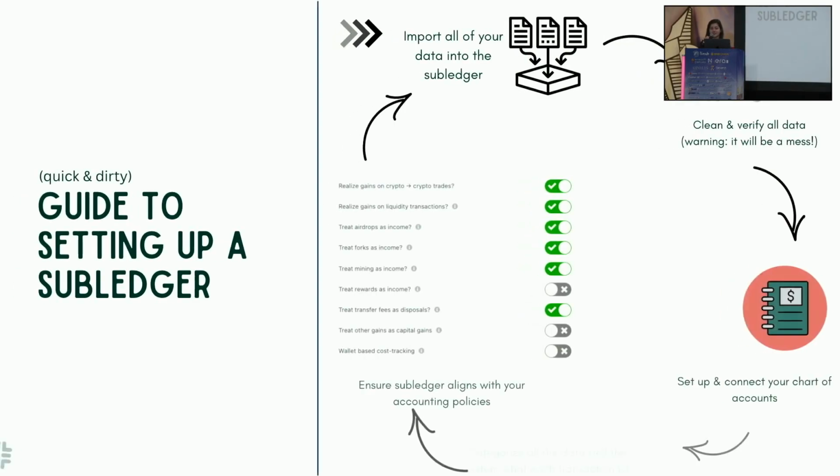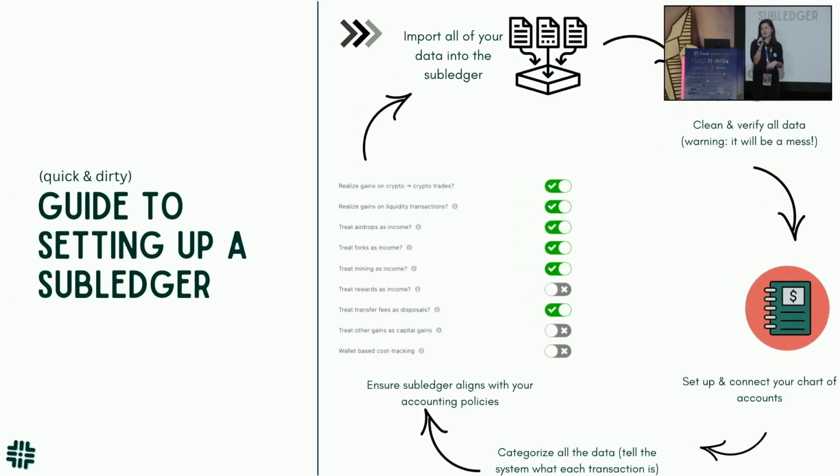Okay, so real quick, I just wanted to get into the quick and dirty guide of setting up a subledger. So step one, where the gleaming arrow is, you want to import all of your data into the subledger. So I mean all of your wallets, all of your exchange activity, any custodians you're on, basically put everything into this database. Step two is cleaning and verifying this data. I have an explosion because this is such a long, laborious process, and it takes forever. Let's say you're on a chain that's had multiple upgrades, and the first version doesn't actually have any data, then how are you going to find that?